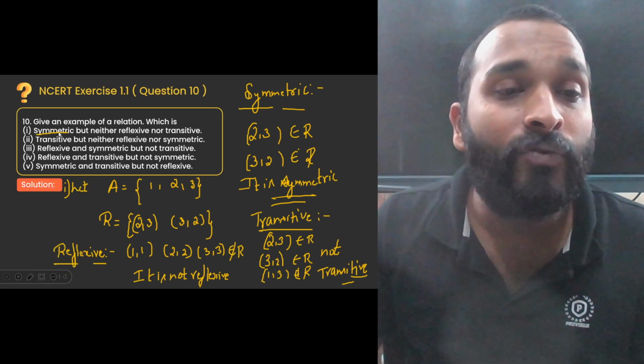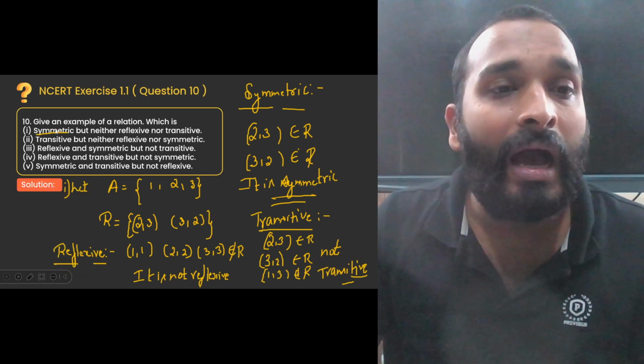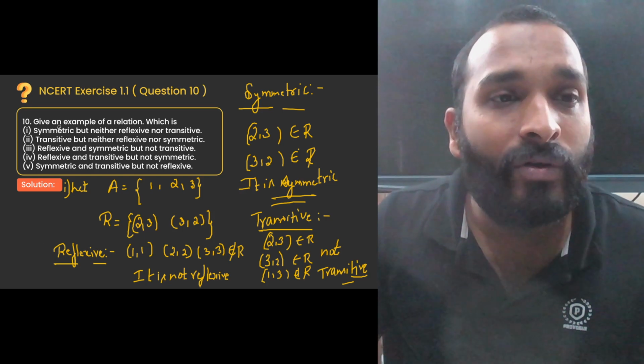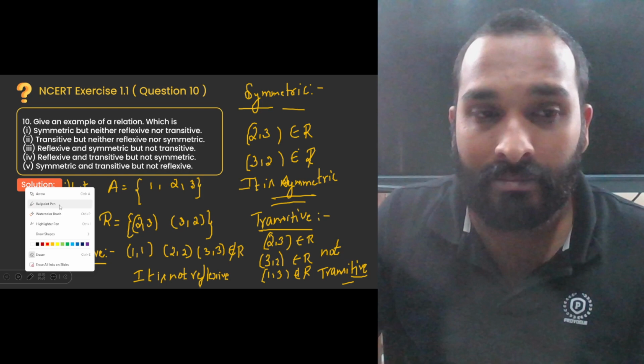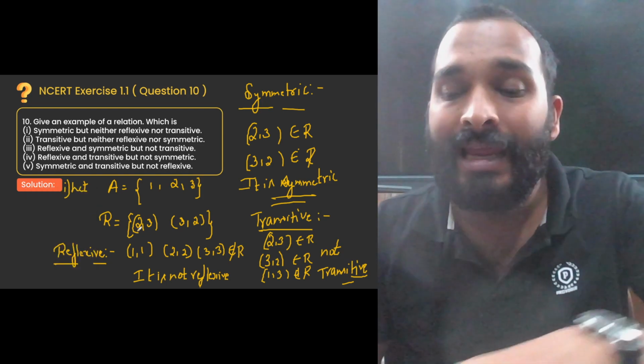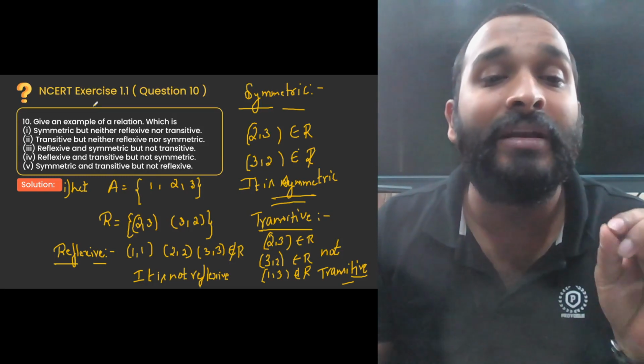Now let us go for the second one. See, when you're writing the second one, I want my children to be very careful, because it is very, very important. Such a question may come in your examination, and if it is asked, you should be in a position to answer it, because they are asking you to give an example where it is transitive but neither reflexive nor symmetric. So observe here very carefully.